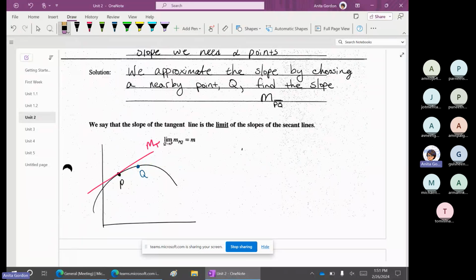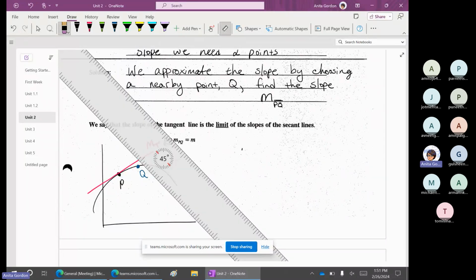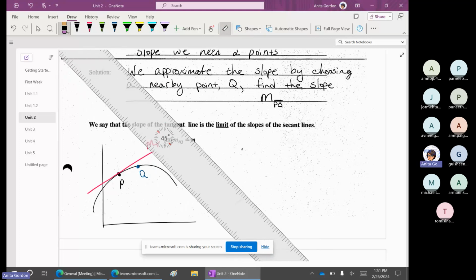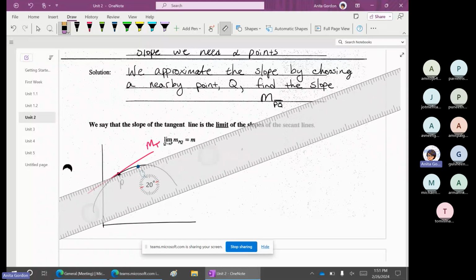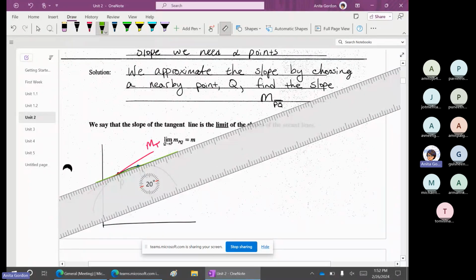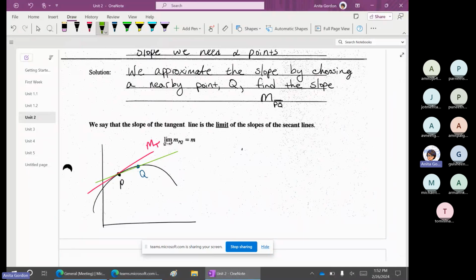Miss Gordon is struggling with her non-existent ruler. Oh, here. Can I turn it? Ooh, I didn't know I had a digital ruler. There it is. Okay. Perfect. Go away, ruler. There it is.